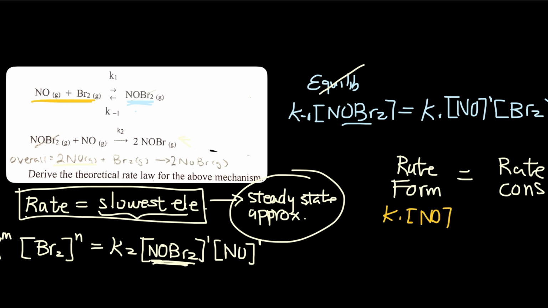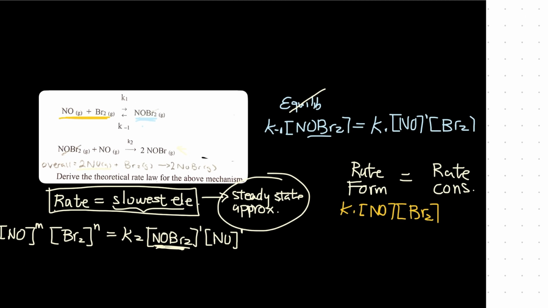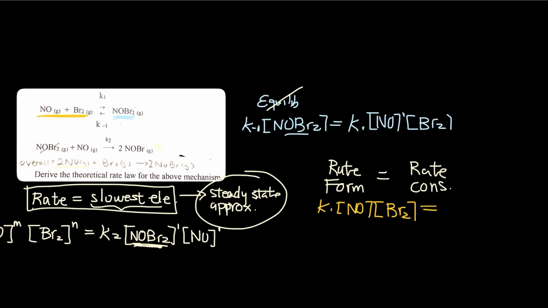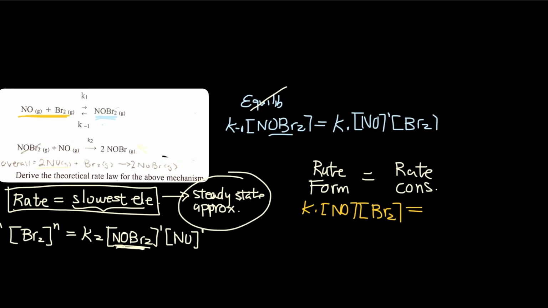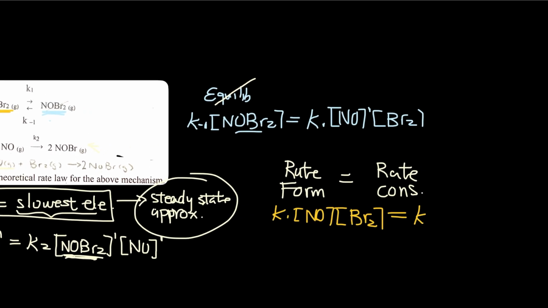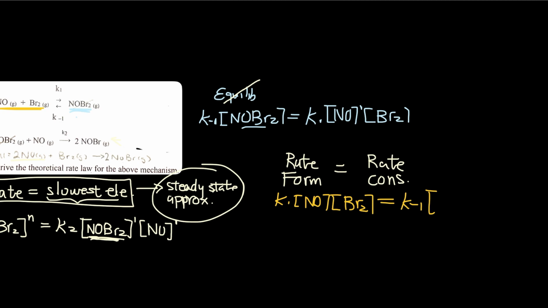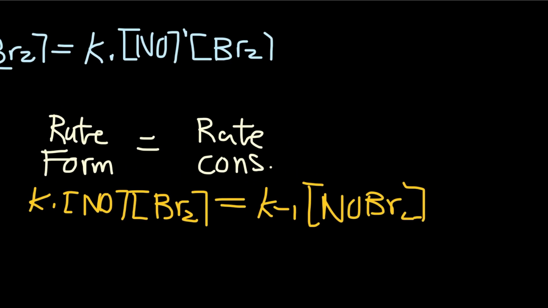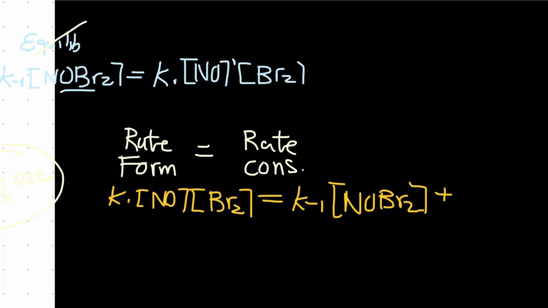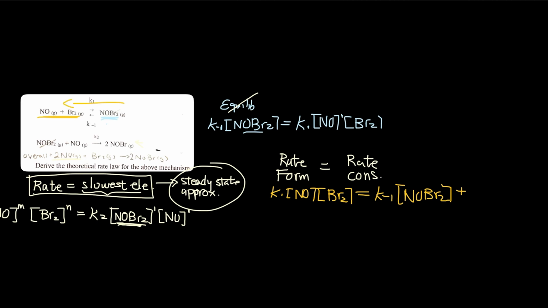And of course our coefficients are 1. Remember the coefficients or you will lose marks, unfortunately. And the rate of consumption in the reverse reaction, K minus 1, would just be NOBR2. That's for the first reaction, since there is an equilibrium, so it's being consumed in this direction.